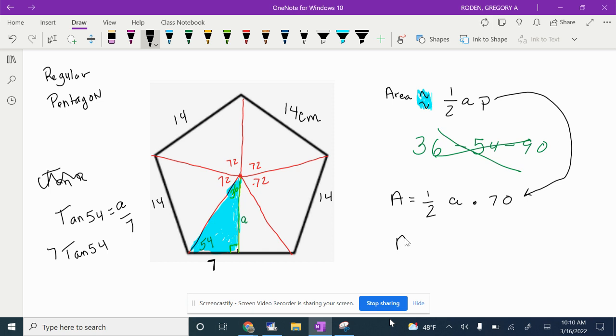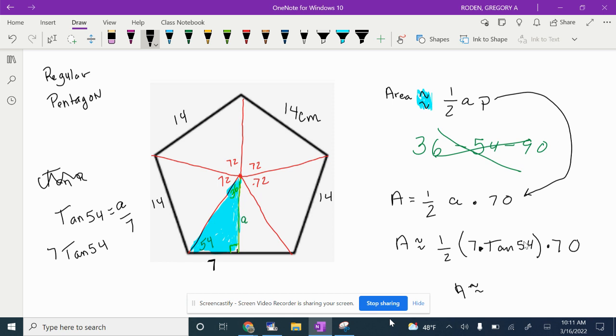So now our area is approximately equal to 1/2, or you could do 0.5, times 7 tangent of 54 degrees times the perimeter of 70. Now you want to put it into your calculator and make sure you're in degrees. So go ahead and do that, everybody. Make sure you're in degrees and put this in just like this. Remember, we're multiplying by 7, but we're taking the tangent of 54. Okay, you see that?